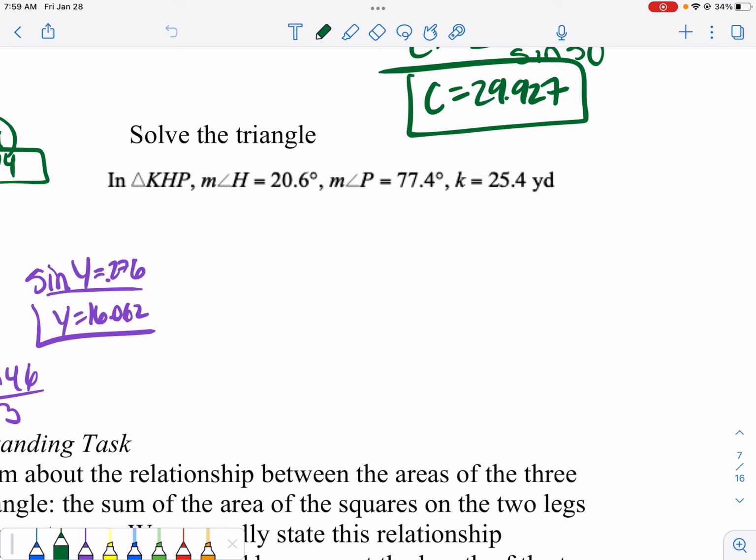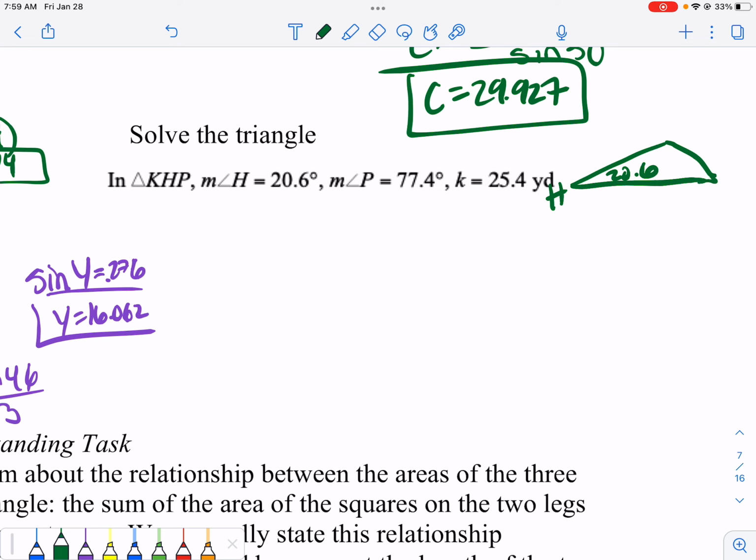So I'm going to draw a picture. I'm going to start with the angle that I know, which is 20.6, where you could start with a 77.4. So I'm going to draw an angle that looks around 20 degrees to me. It doesn't need to be super precise. It's just a general gist of what's happening.